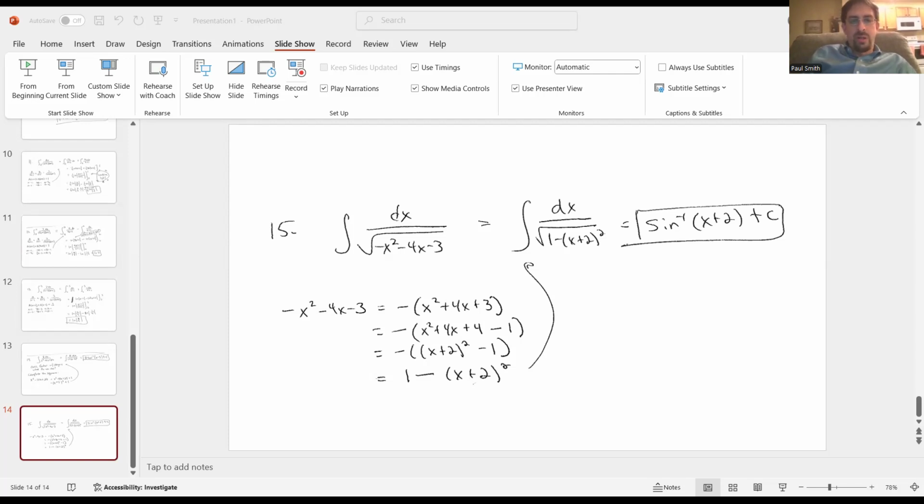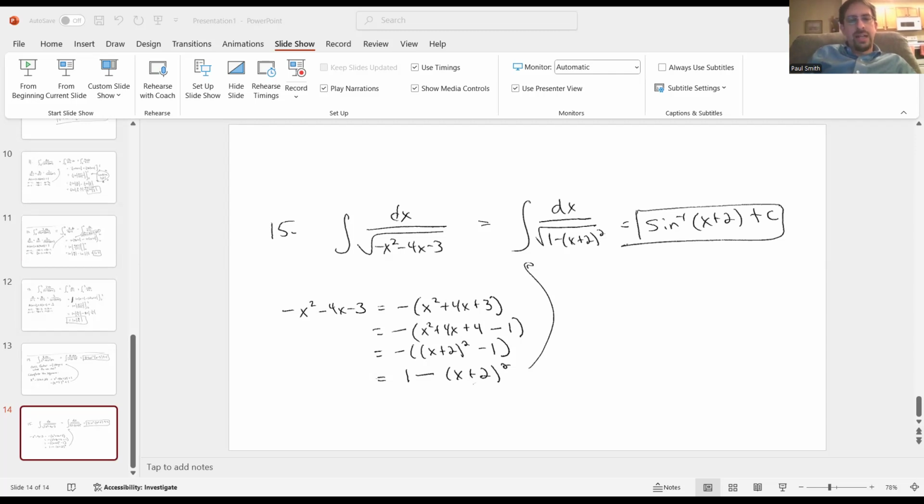Number 2 also would be a good one for substitution since I have a cosine of tangent of x. There's an inside function in there. Not only that, tangent of x's derivative is secant squared of x. So substitution would be nice there. I'm not going to show you all of them, but there are others in here that would involve a substitution.